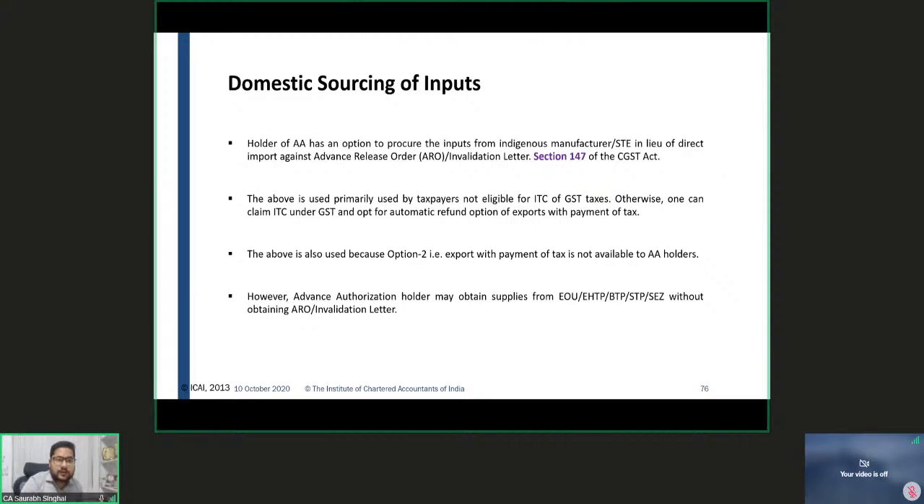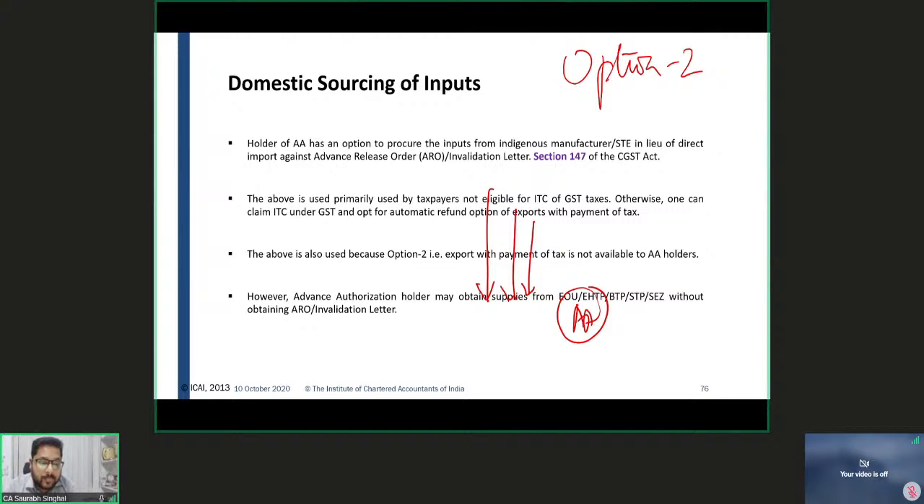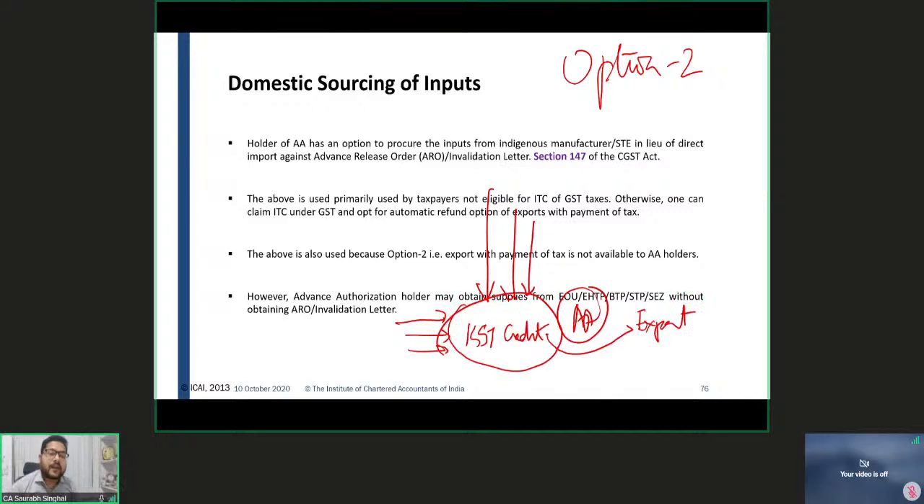Also, if you are an advance authorization holder, remember this, you are not allowed option 2 of section 16. What was that option? Export with payment of tax and refund thereof. So suppose I'm an AA holder and I import most of my inputs without duty against advance authorization, and I procure some of my inputs domestically without using my authorization, so I have to pay IGST. I take credit of this IGST. Now I can't use this credit to make payment on export and claim automatic refund. I will have to apply for refund of unutilized ITC, which is a cumbersome process. So I don't want to go for that process. That is why I will use my advance authorization even for domestic supplies.